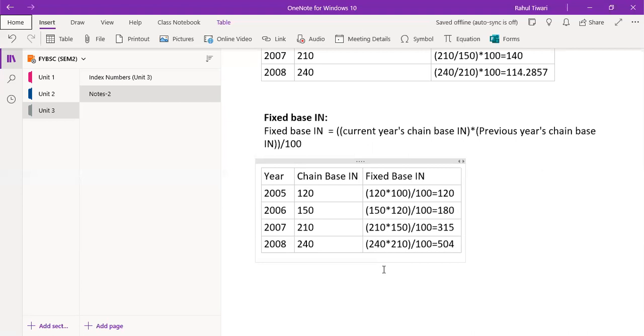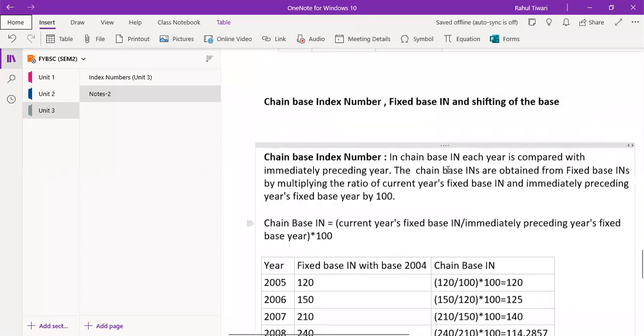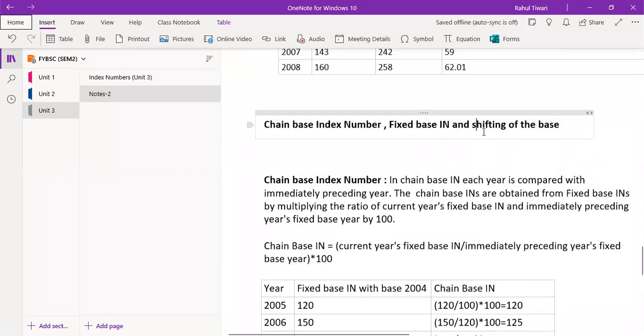So this is regarding your index, which you can find from that. I hope you are able to understand this. It's very simple, or difficult? Simple, sir. Okay, let's go to the next part, shifting of index number. The last part.